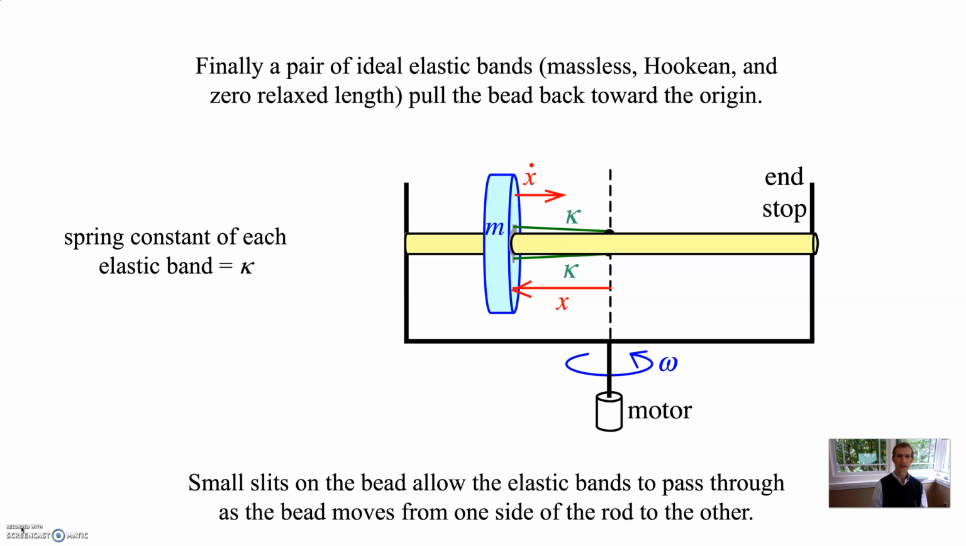Now finally, let's add in a pair of ideal elastic bands, meaning they're massless, they perfectly obey Hooke's law, and they have 0 relaxed length, which are attached in such a fashion that they always pull the bead back toward the origin. And let's let the spring constant of each elastic band be kappa. And we will have small slits on the bead so that the bead can pass over the elastic bands that pass from one side to the other of the rod.